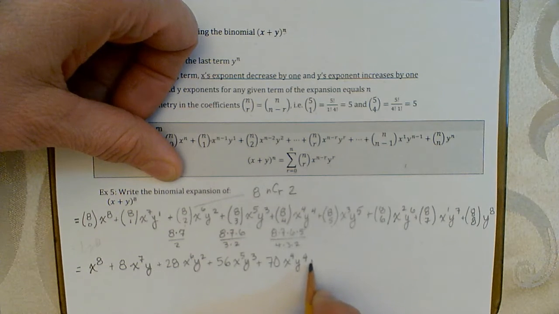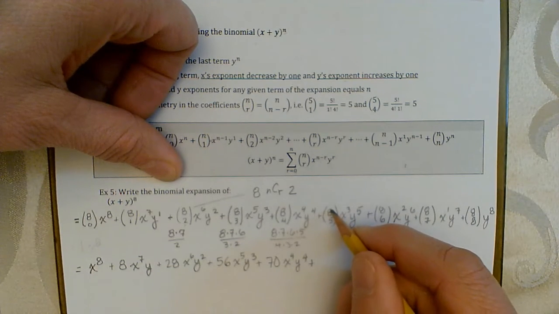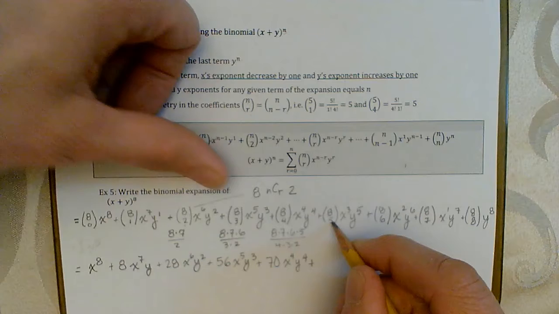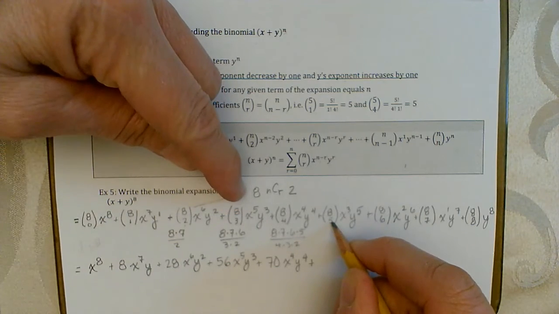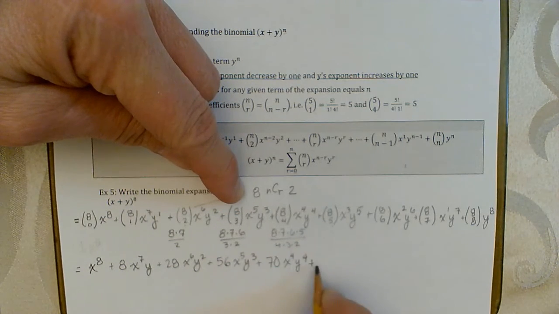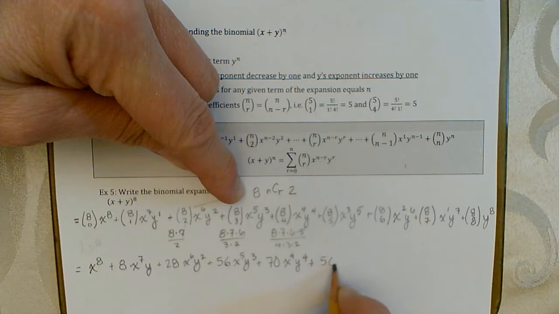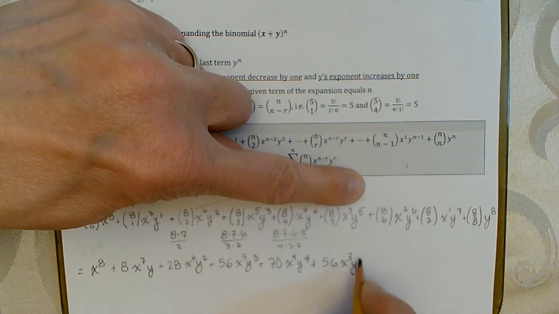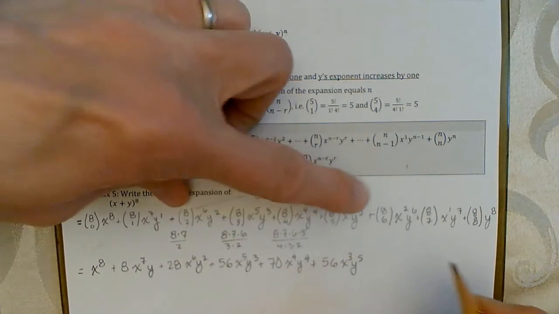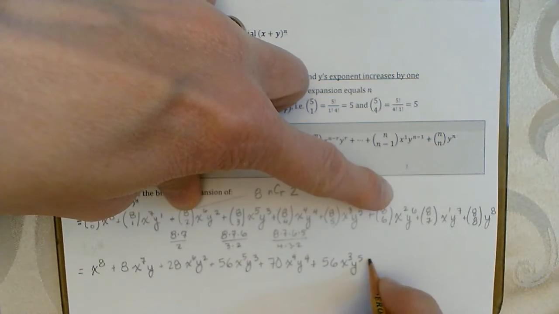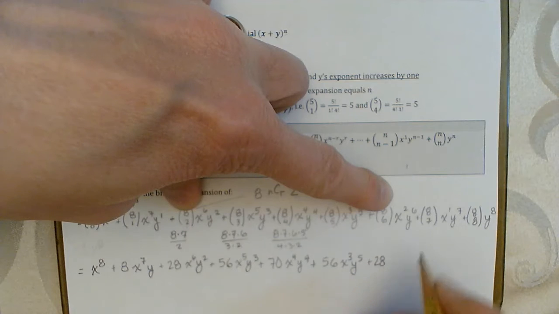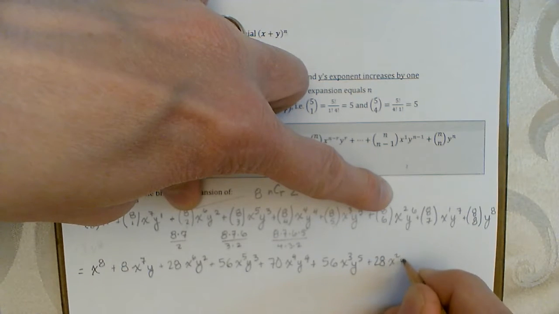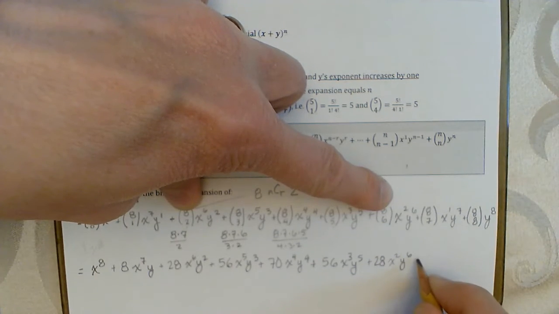And then the next one, this is 8 factorial over 5 factorial, 3 factorial. But remember, that's the same as this one. So we've already calculated that. I know that's 56. X to the 3rd, y to the 5th. This and this is going to be the same. So I know this one's going to be 28. X squared, y to the 6th.